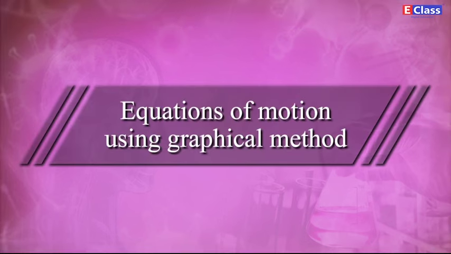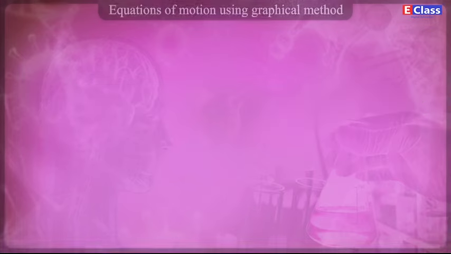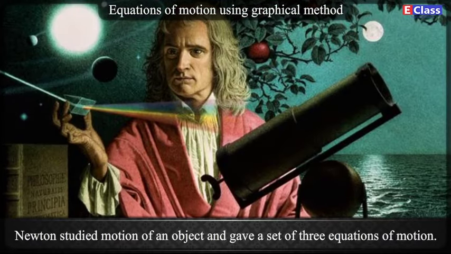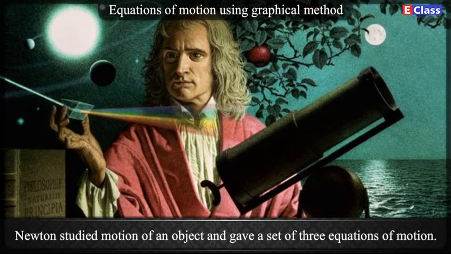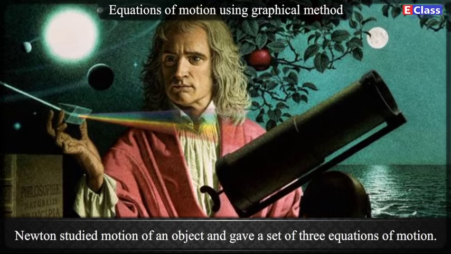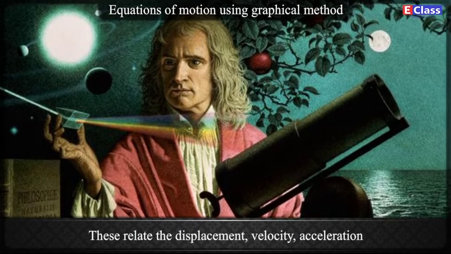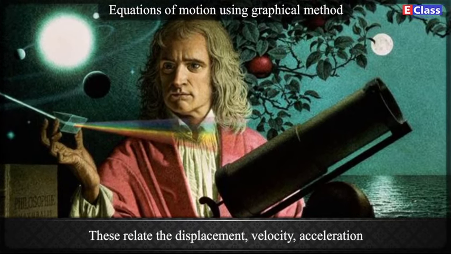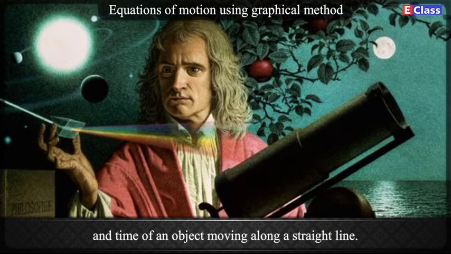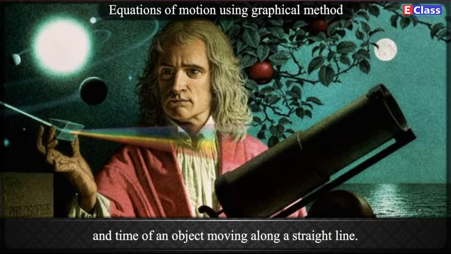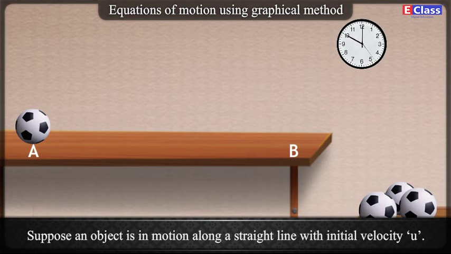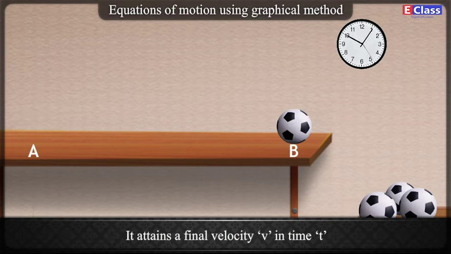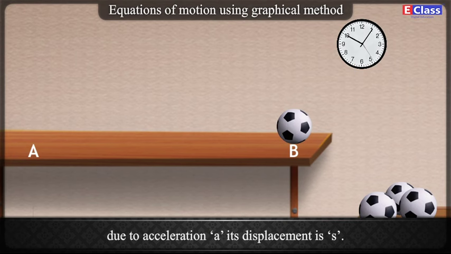Equations of motion using graphical method. Newton studied motion of an object and gave a set of 3 equations of motion. These relate the displacement, velocity, acceleration and time of an object moving along a straight line. Suppose an object is in motion along a straight line with initial velocity u. It attains a final velocity v in time t due to acceleration a.